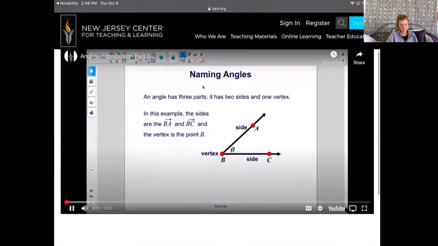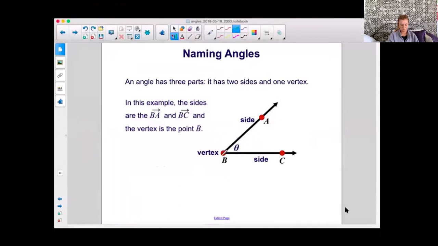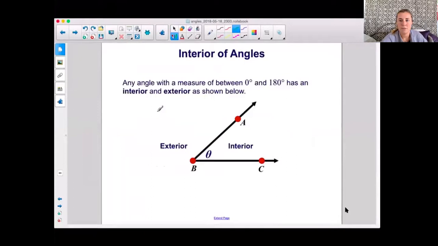Naming angles. An angle has 3 parts. It has 2 sides and 1 vertex. In this example, the sides are the ray BA and the ray BC, and the vertex is the point B. Interior of angles. Any angle with a measure of between 0 degrees and 180 degrees has an interior and exterior as shown below. The interior is here, and the exterior is out here.